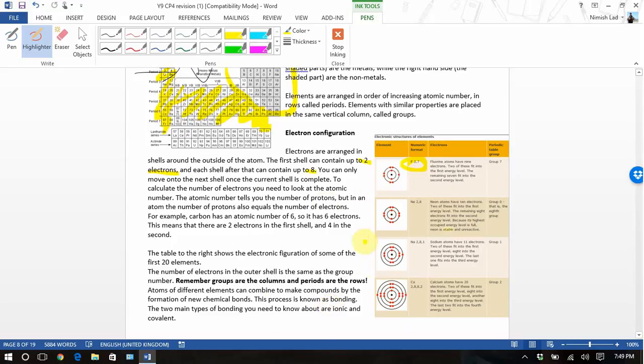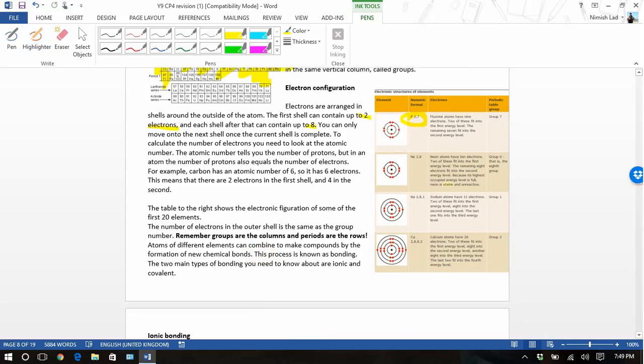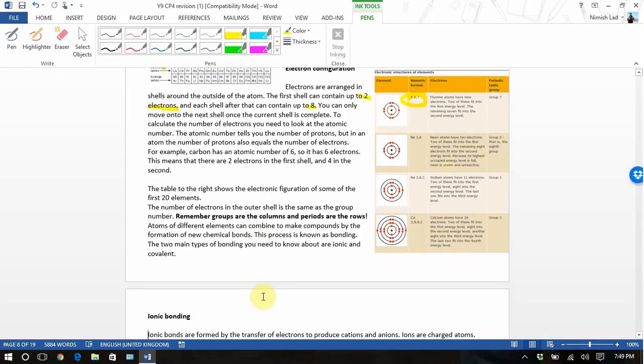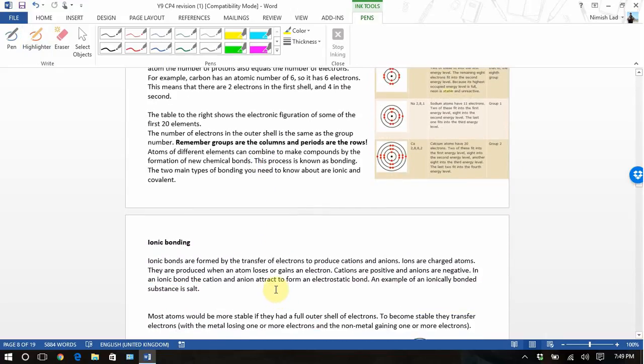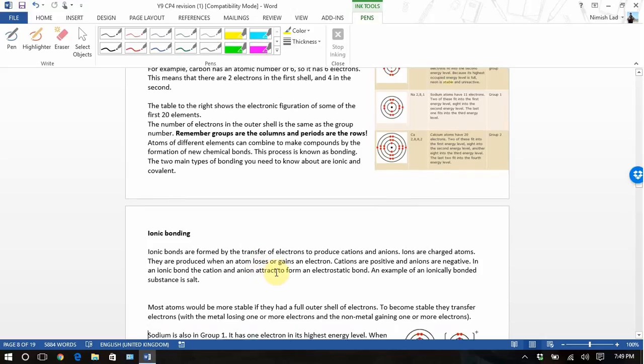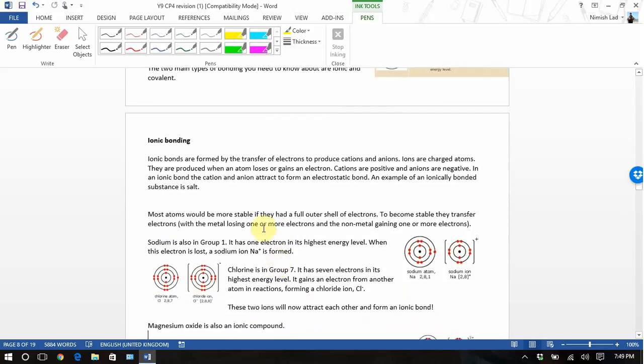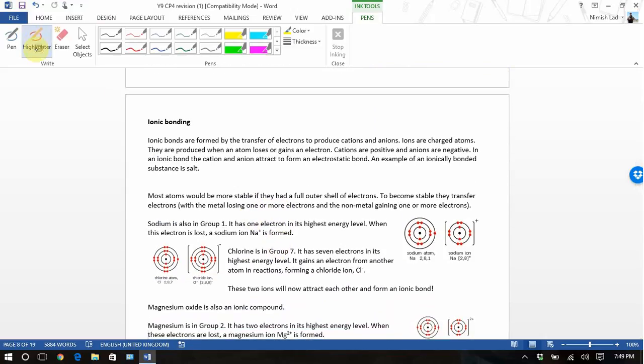So the electron configuration is important in the idea of bonding, and that's what we move on to next. Ionic bonding and covalent bonding. That is when atoms come together to try to get a full shell of electrons. So ionic bonding is formed by the transfer of electrons to produce cations and anions. You don't really need to know that phrase there. So ions are charged atoms. They are produced when atoms gain or lose electrons.